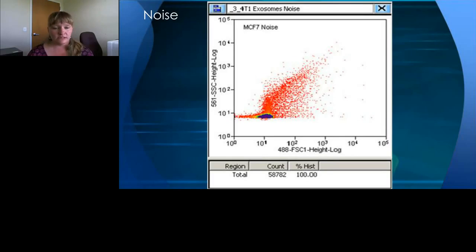This particular histogram shows the noise on forward scatter versus side scatter. Here is our forward scatter channel and our side scatter channel. And what we see is there is visible noise above the threshold level, at about 10,000 events per second.